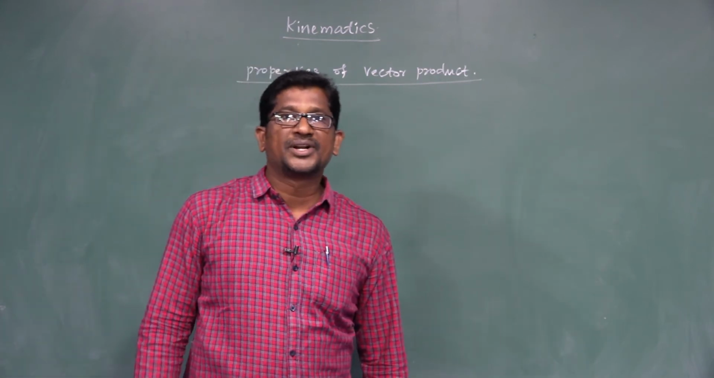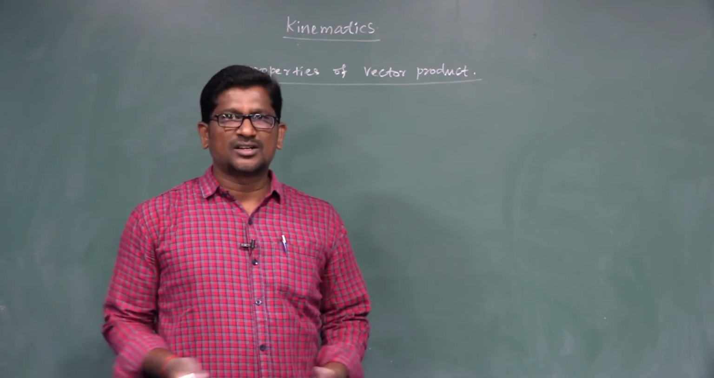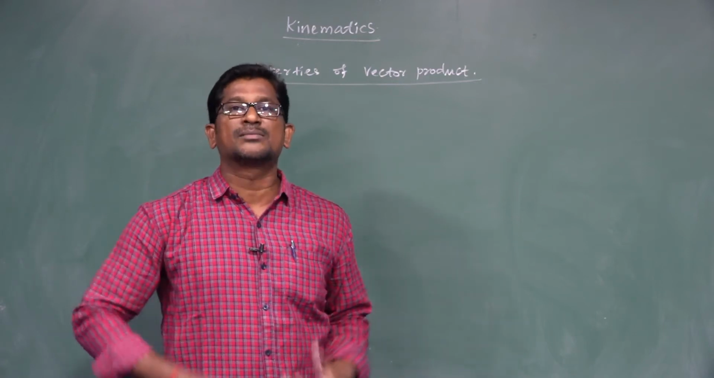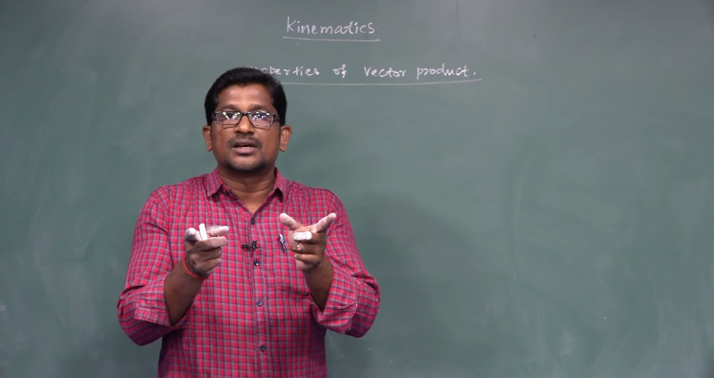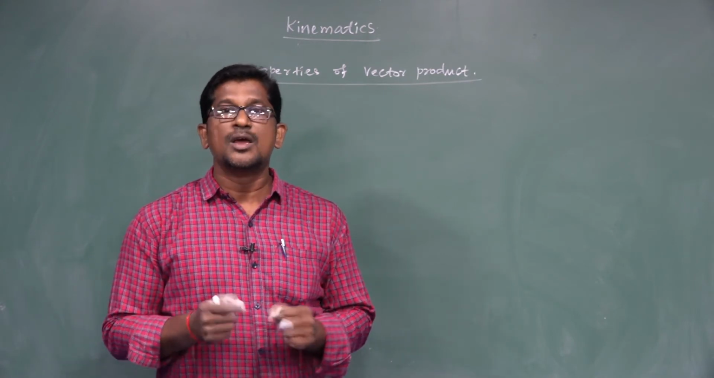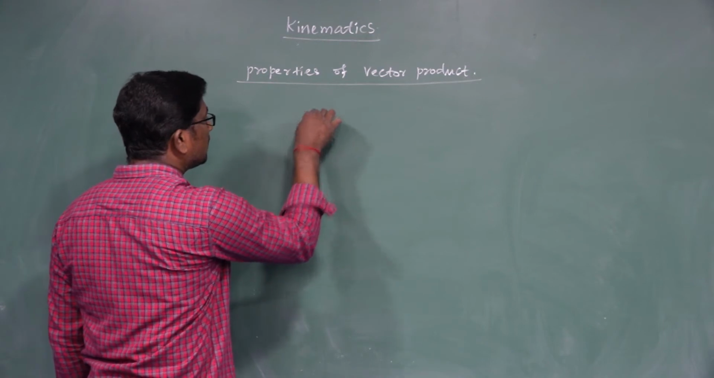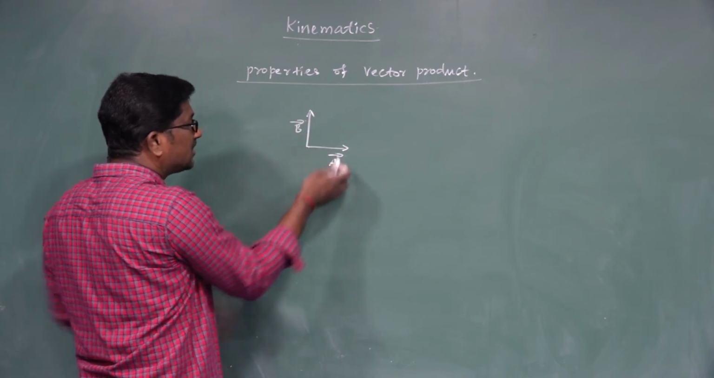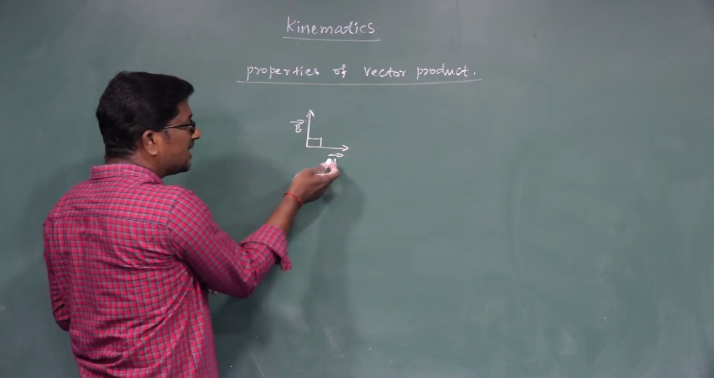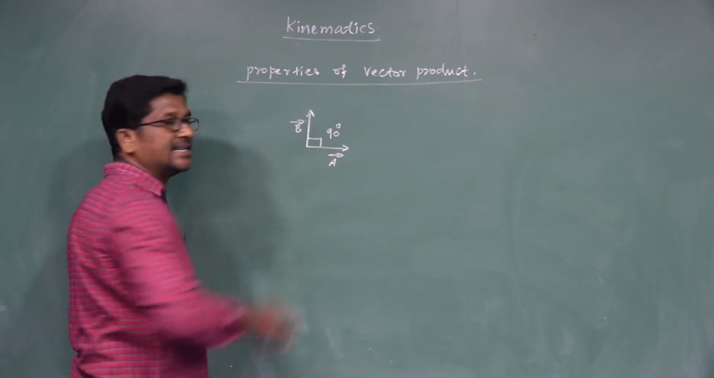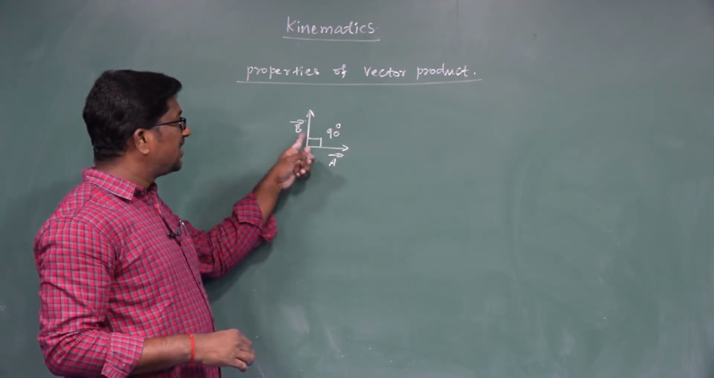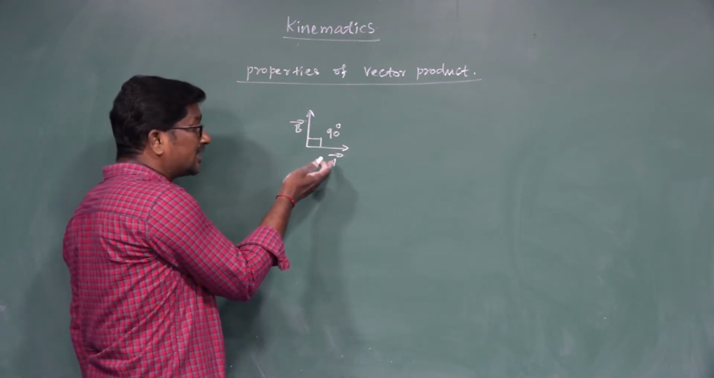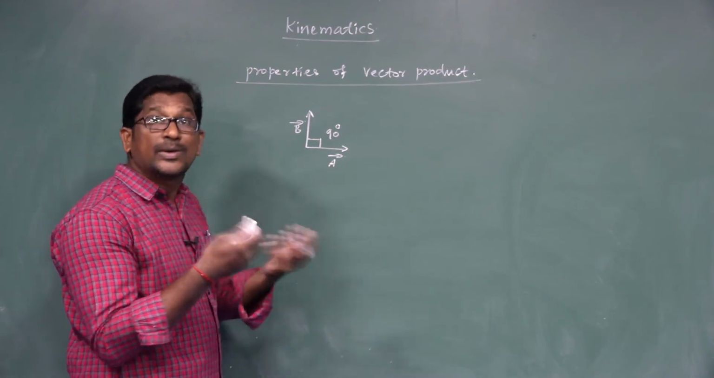Right, next, third property. The vector product or cross product of two vectors will have a maximum magnitude if the two vectors are mutually orthogonal, that is, perpendicular to each other. Suppose A vector and B vector are the two vectors, and they are mutually orthogonal. Mutually orthogonal means the angle between these two vectors is exactly 90 degree. If A vector and B vector are mutually orthogonal, then the cross product of A vector and B vector will have a maximum value.